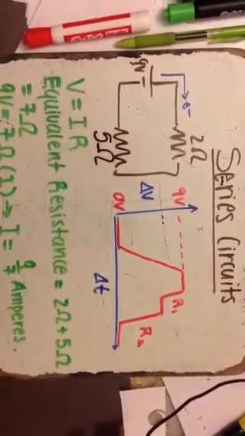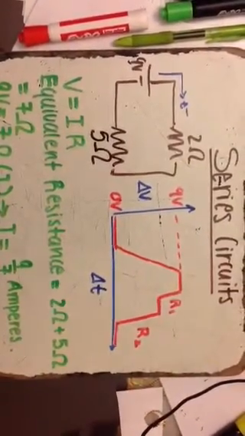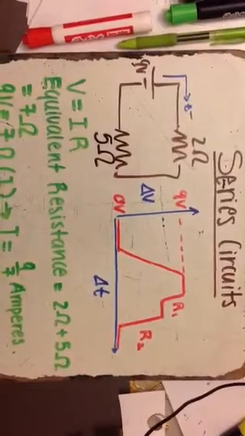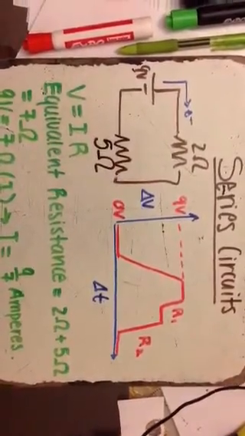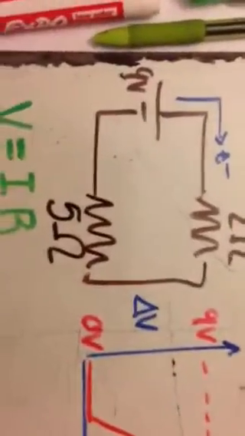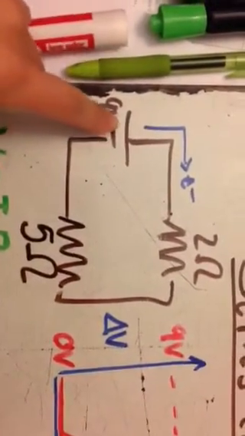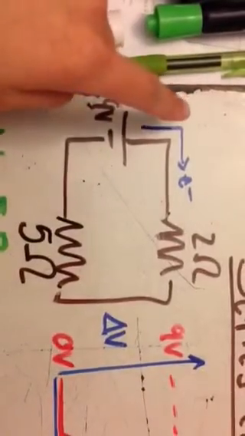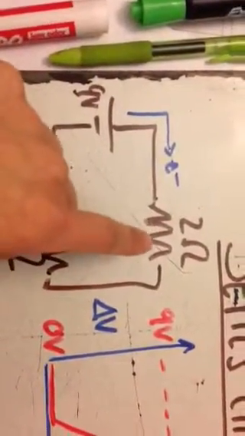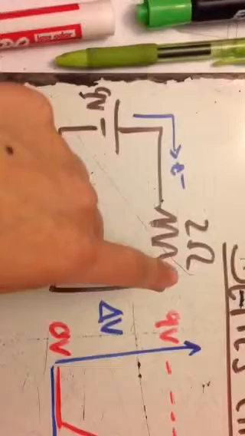Let's talk about the basics of a series circuit. Let's examine what happens to the voltage of a charge as it passes through a circuit. Starting from the 9-volt battery, the charge exits the battery and gains a voltage. It then meets a resistor of 2 ohms.